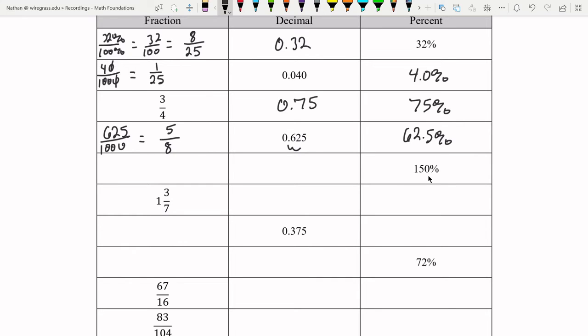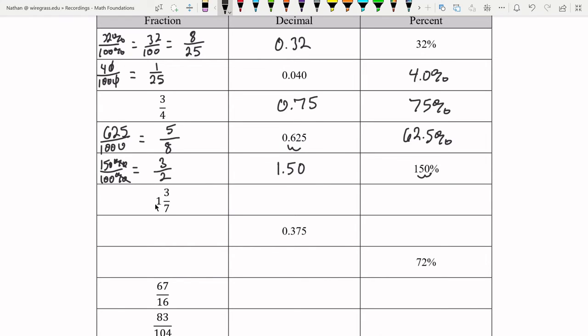Okay, 150%. The decimal point is right here. 1, 2 spaces. Can give us 1.50. And then for this one, probably makes more sense to go 150% over 100%. Cancel those. I can divide top and bottom by 50. That's going to give me 3 halves.